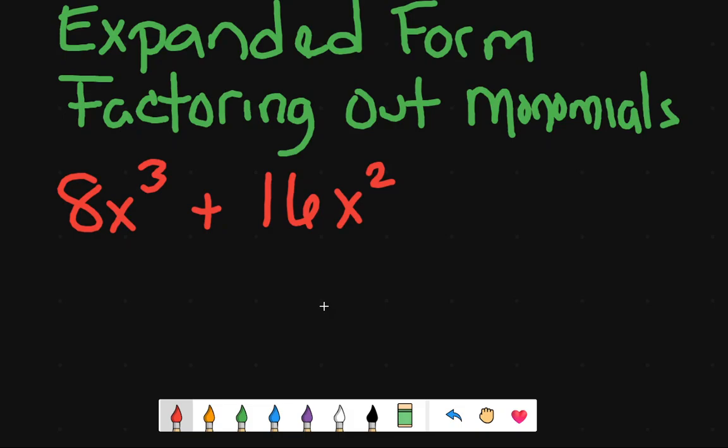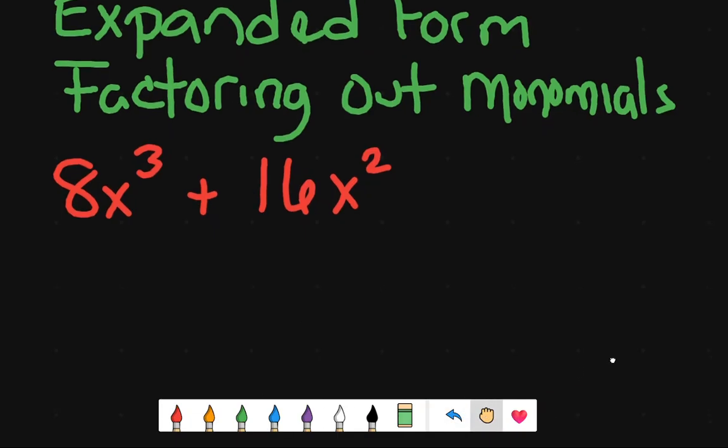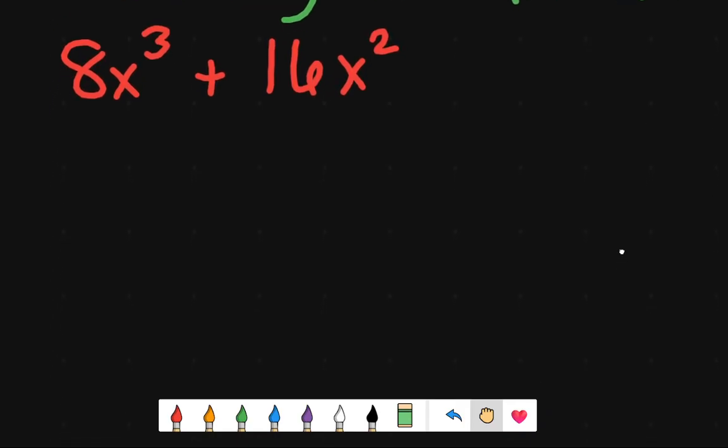Okay, in this short lesson, we're just going to go through the process of factoring out monomials, but using the expanded form to help with any confusion that you may experience if this is your first time actually factoring out monomials. So basically, we want to find the greatest common factor for our coefficients. Our coefficients are the numbers in front of the variable. So we start there. We have to find the greatest common factor for those two.